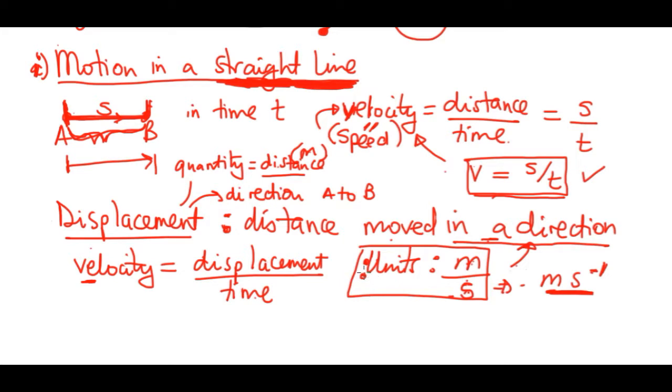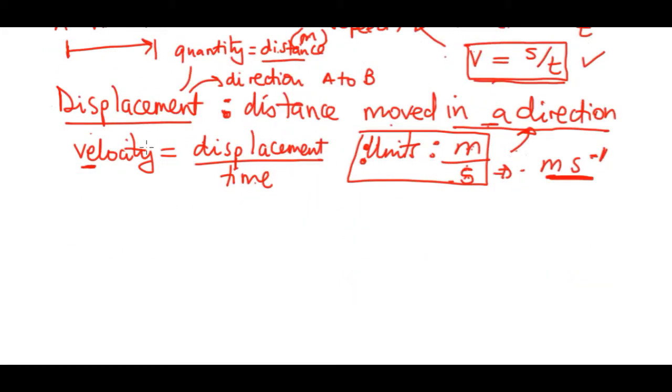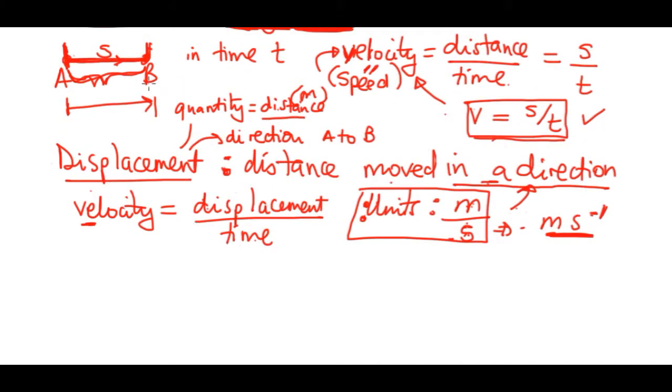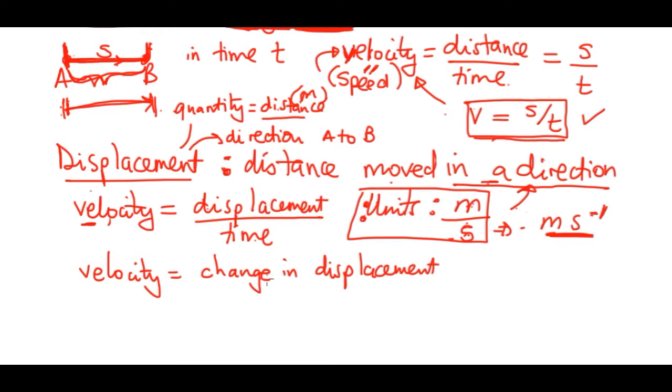So when you're looking at velocity is equal to displacement over time, displacement is basically the change in the distance here. That is displacement, right? How has the distance changed from moving from A to B? So velocity, we can write as equal to the change in displacement over, this is the better definition, change in time.